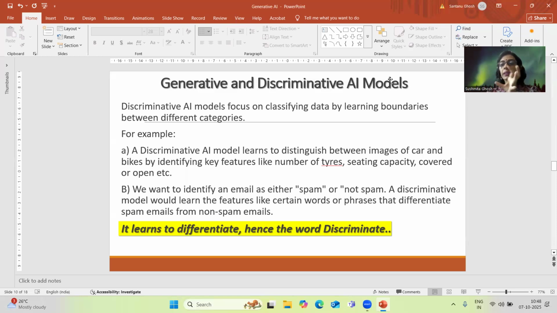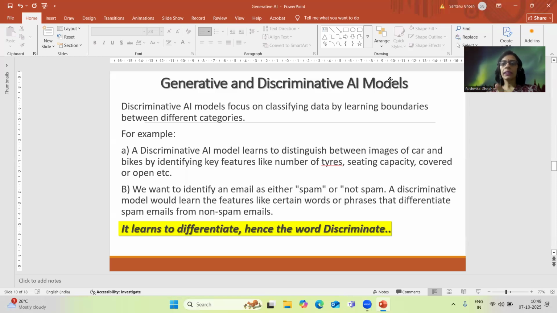ठीक है, so labeled data set मैंने उसको दिया, या to some places where I'm giving it unlabeled data set also, but labeled data set दिया, and it is able to differentiate. So this is not generative AI. It's not generating anything new. है ना? So what is this? This is a discriminative AI model. It is distinguishing between, like I've given an example here, images of cars and bikes.